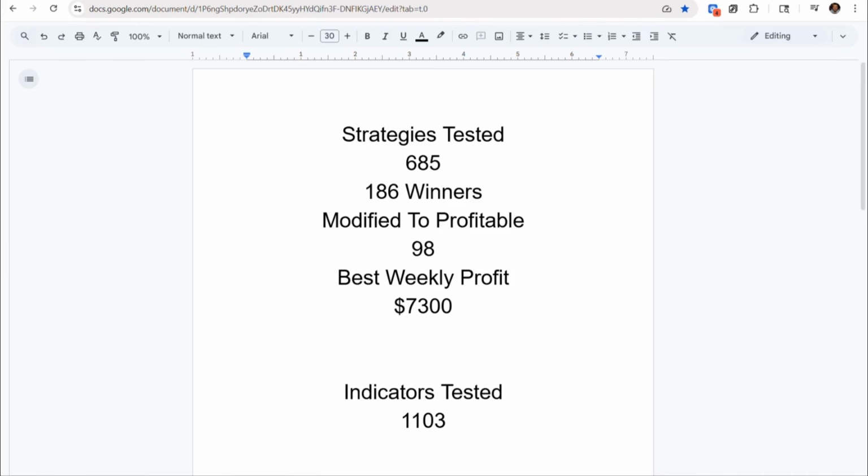And out of those 98 different strategies, we have made every single one either more profitable than the original strategy or profitable when the original strategy wasn't, using the Nexus backtest indicator to optimize the strategy or indicator. And so far, since we've been testing, the single best weekly profit from one single strategy has been $7,300.